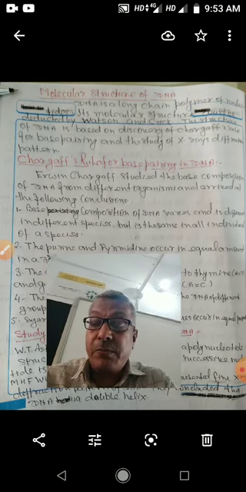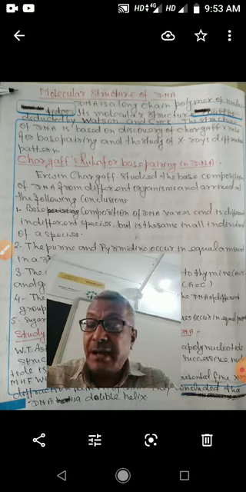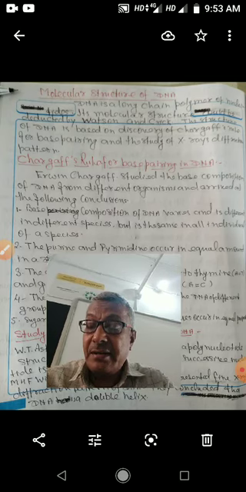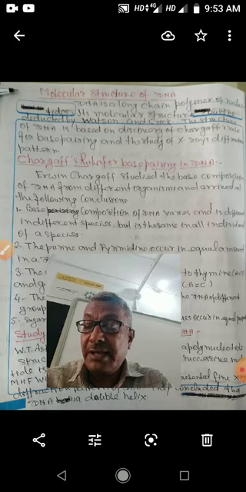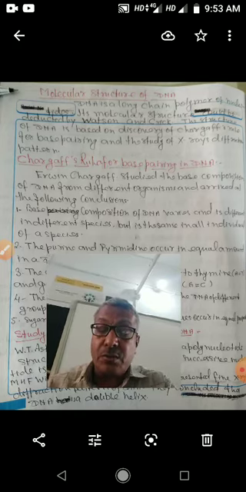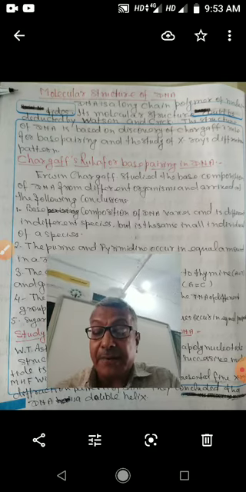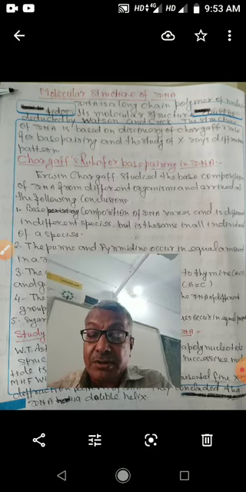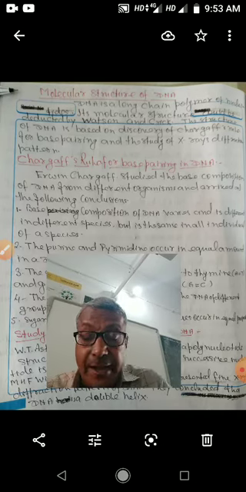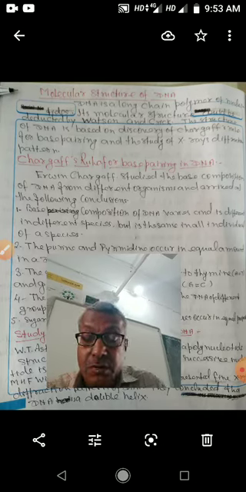In total there are four nitrogenous bases: adenine, guanine, cytosine and thymine. So these are the four nitrogenous bases of DNA. These nitrogenous bases will form four types of nucleotides of DNA.